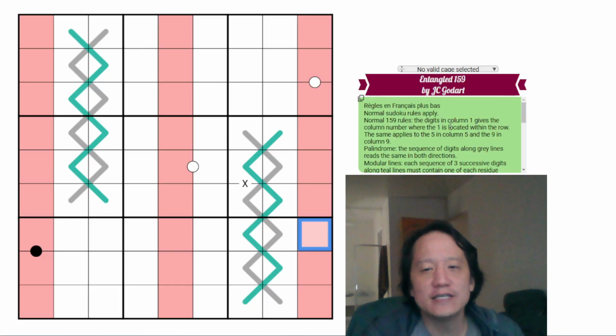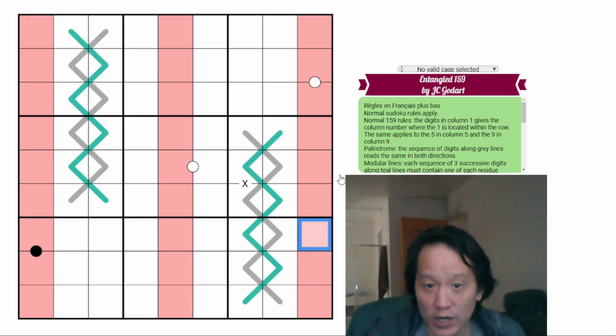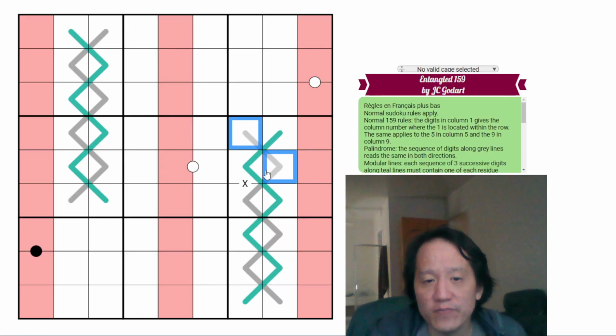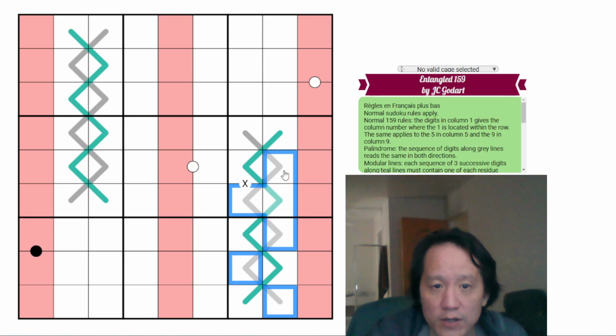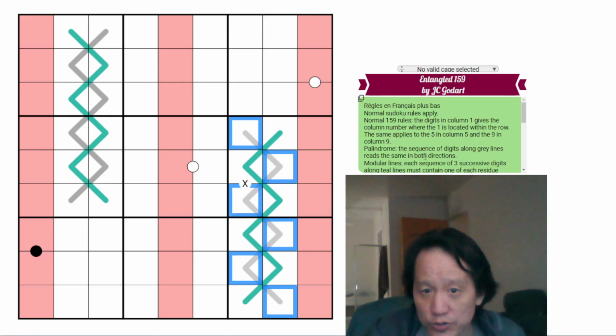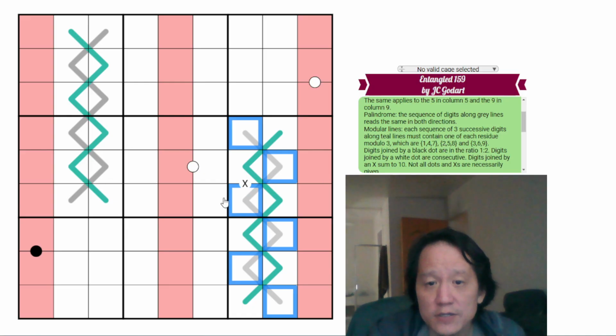Palindrome. The sequence of digits along gray lines reads the same in both directions. So that means the line reads the same this way, so if it went this square, this square, this square, this square, this square, that square, it would read the same if you read it this way, if you read it in sort of reverse. And that's what a palindrome rule is.